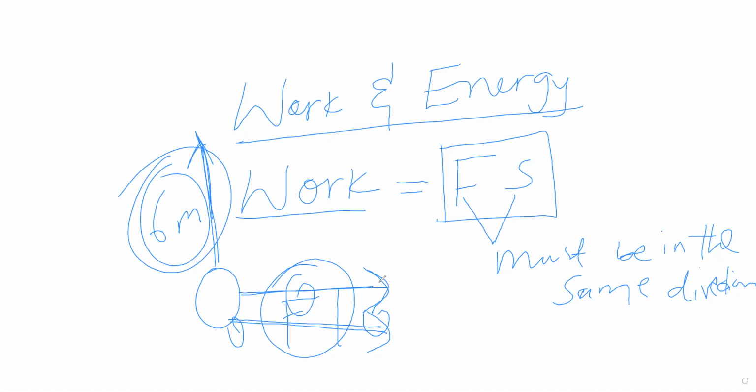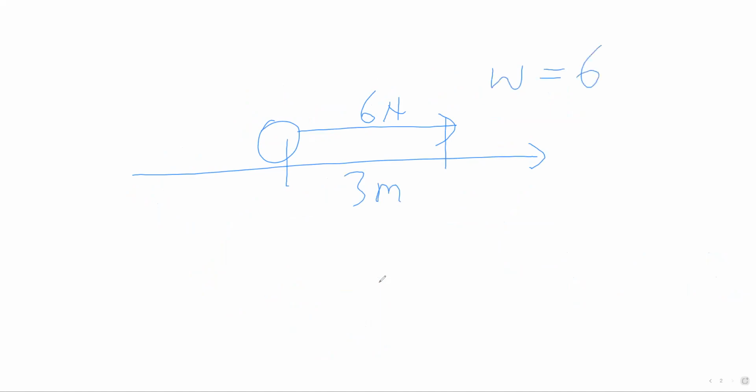All right, so if I have a block here and it's moving in that direction, let's say the applied force is 6 newtons and the distance from here to there is 3 meters. Then I can find work as 6 times 3. Now remember, work, the units are joules. So it will be 6 times 3 joules. That will be work.